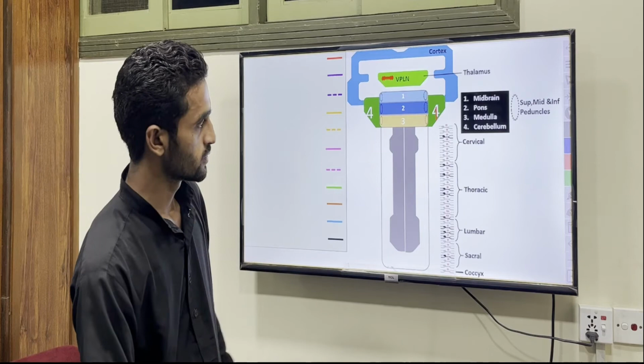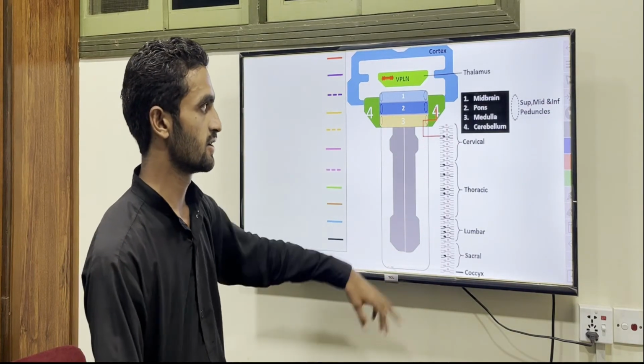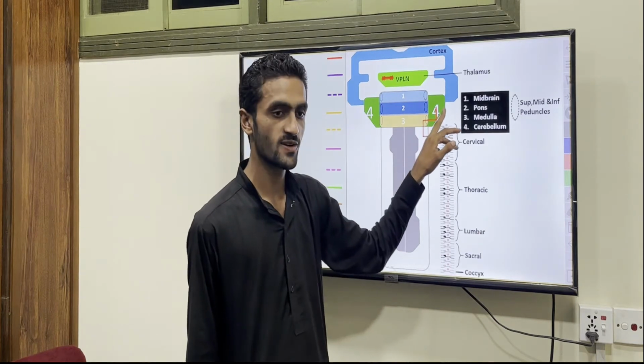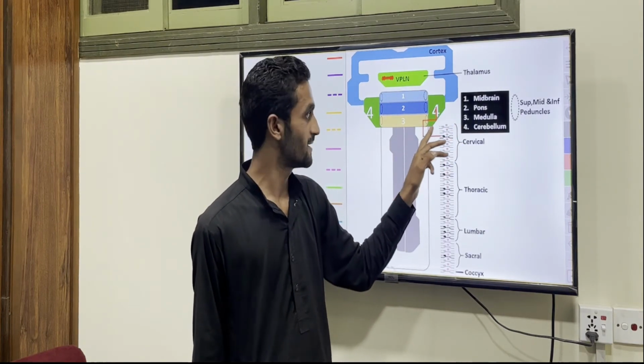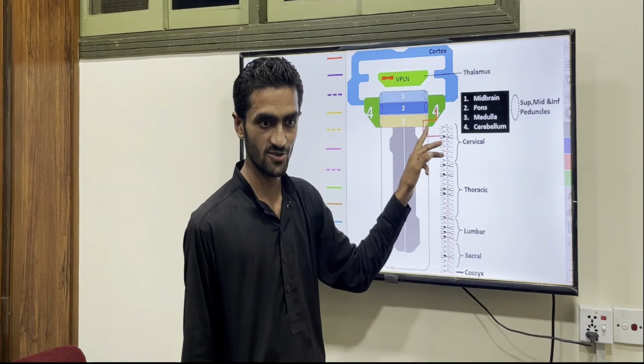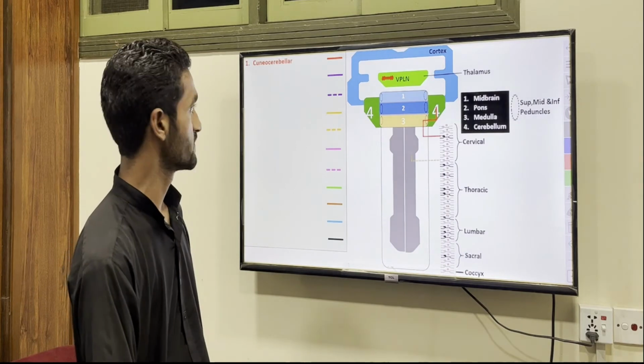So one is this pathway. Can you see it coming right here? Yes, sir. It enters the cerebellum by the inferior peduncle. This is your cuneocerebellar pathway, by the inferior peduncle. Can you see here? Yes. So this is your cuneocerebellar pathway.